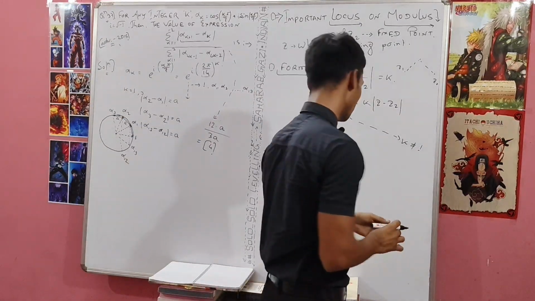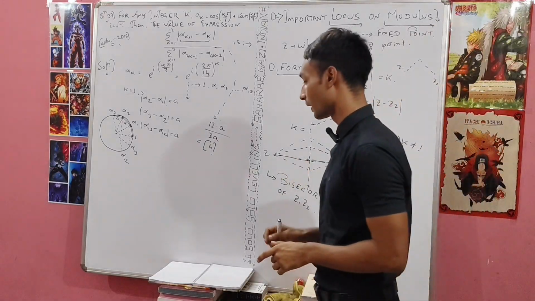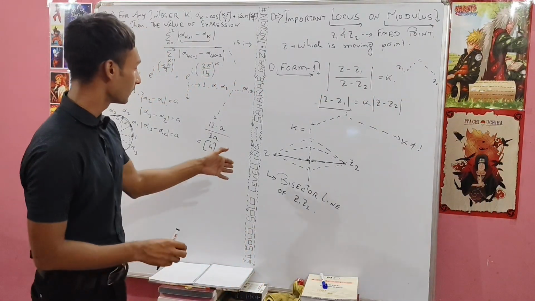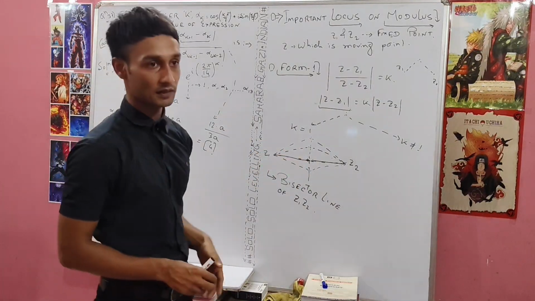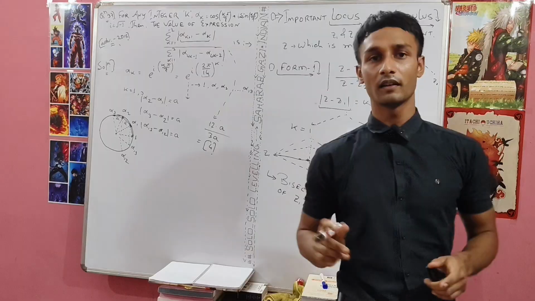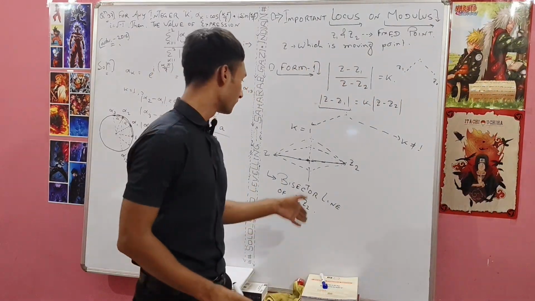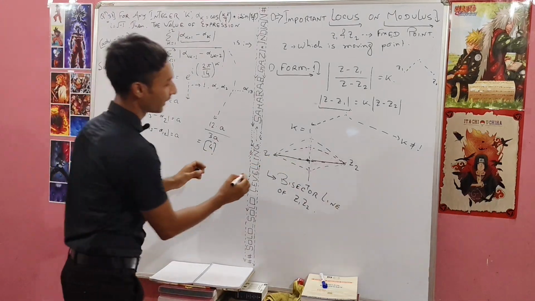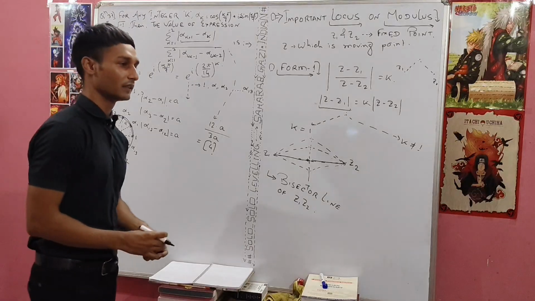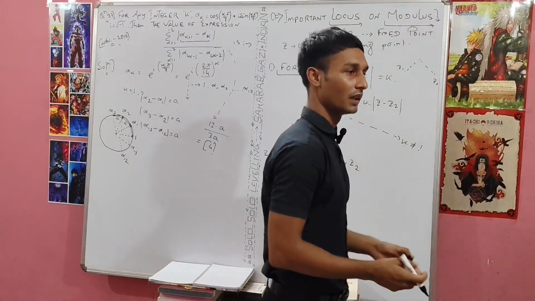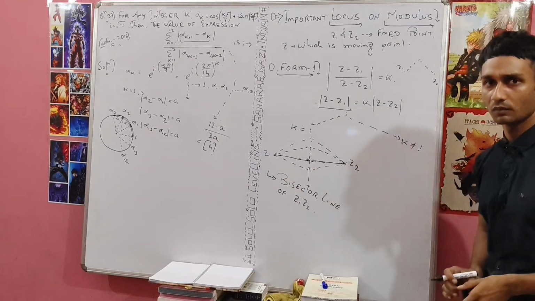And how will you find this equation? From the two points z1 and z2, you need to find the slope of z1 z2, and then it's perpendicular to z1 z2, so m1 times m2 is equal to -1. From there you will get the slope of this bisector line, and then find the middle point of z1 and z2 and use the normal equation of a line, y minus y1 is equal to m into x minus x1. Okay, I think it's clear up to here.